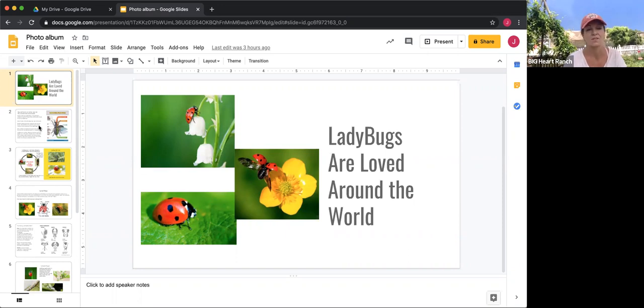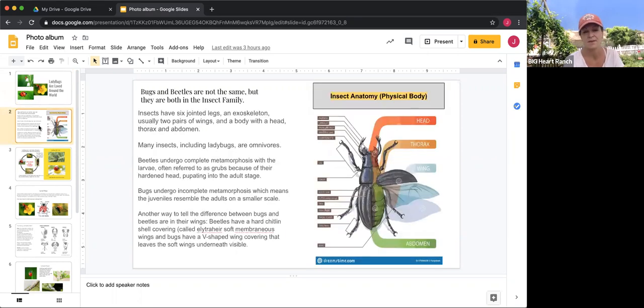So I wrote up a little bit about the differences. Bugs and beetles are not the same, but they're both in the insect family. So you have all these different insects, and beetles are one, and bees are another type, and butterflies are another type, and all of them are under the umbrella of being insects. Usually insects have six jointed legs that you can see right here in the diagram.